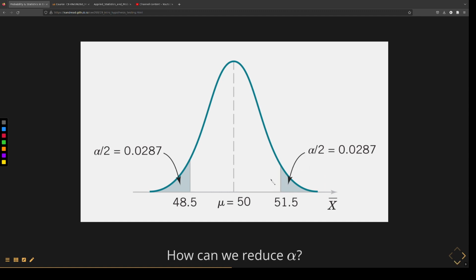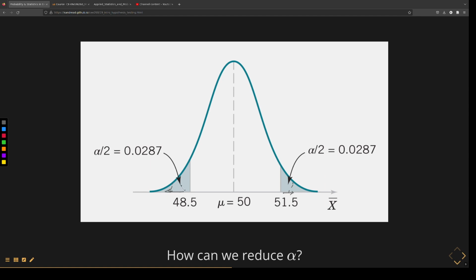Now, the way to reduce alpha, because that's our goal as we've seen, there's a couple of ways to do it. One would be to change those critical values. So we would have to push them to the right and left here, so outwards, because then that would reduce the area, right? The shaded area that's outside of those bounds.